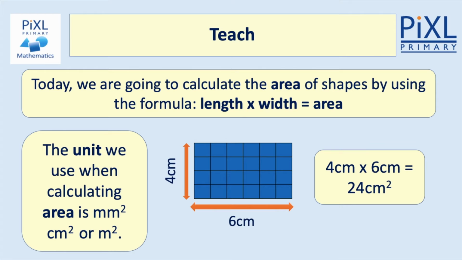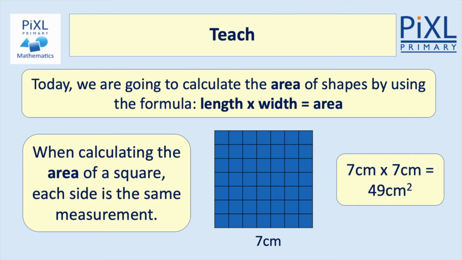And if you have a look at this diagram here, you can see that we've got 4 centimetres and 6 centimetres. And so to find out the area, we do 4 times 6 equals 24 centimetres squared. And if you were to count all of those individual squares within that rectangle, you would see that there are 24 of them. When calculating the area of a square, each side is the same measurement. So this particular square has sides of 7 centimetres, so it's 7 times 7, which is 49 centimetres squared.